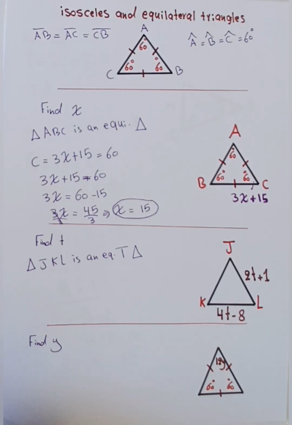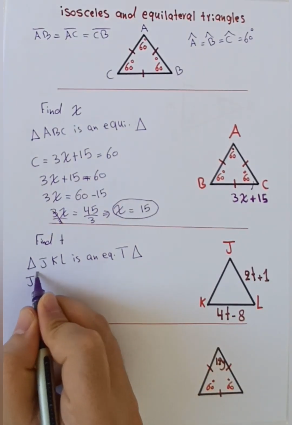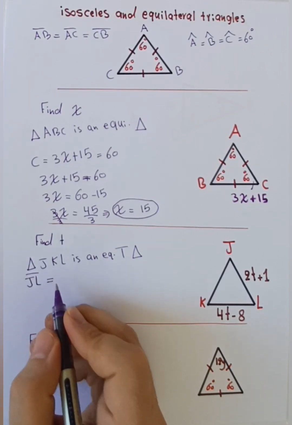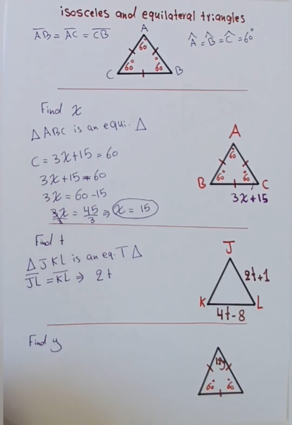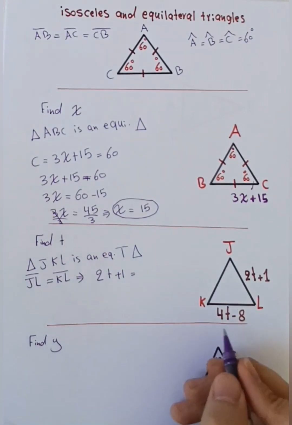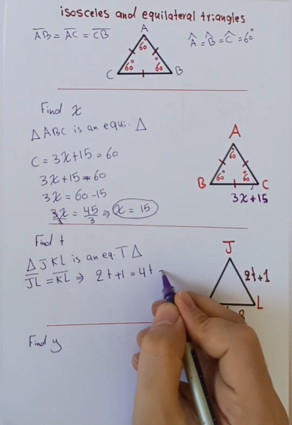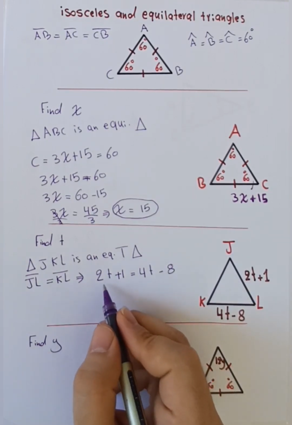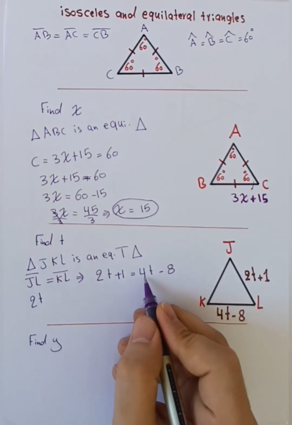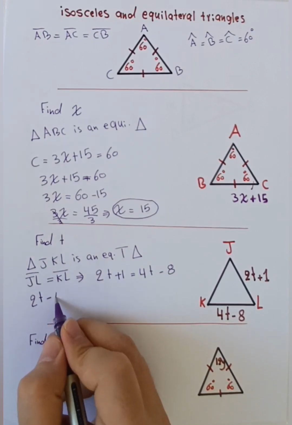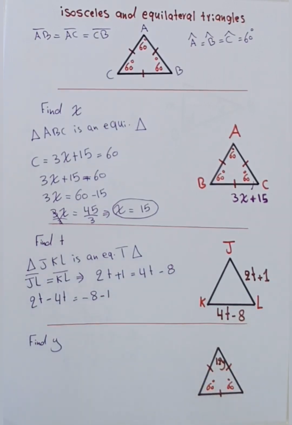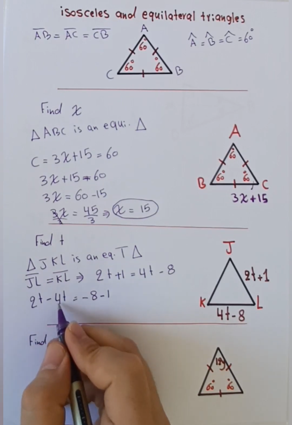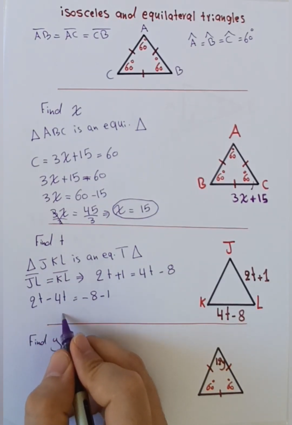So we can say the lengths of all sides are congruent. So JL, the line segment JL, is congruent to the line segment KL. So we can say 2t plus 1 equal to 40 minus 8. We can combine the like terms. 2t and 40 become negative 40, equal to minus 8 minus 1. 2t minus 40 equal to minus 2t.